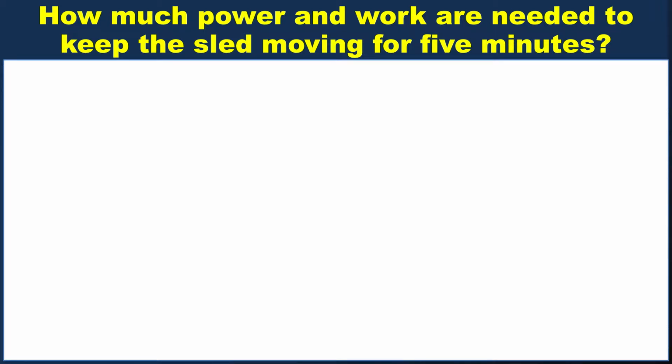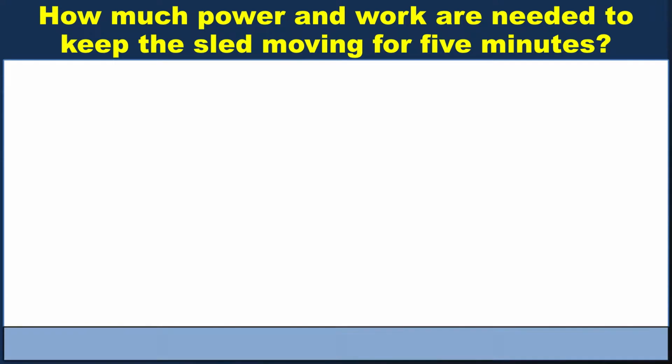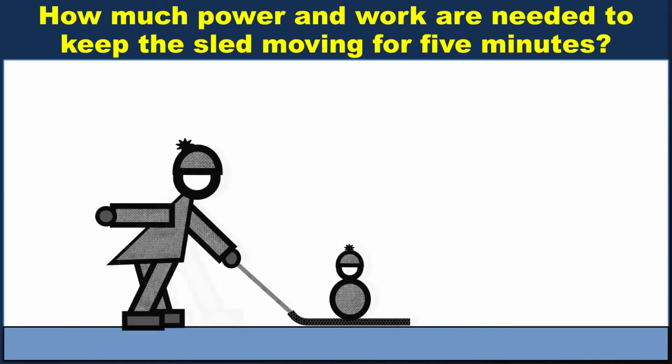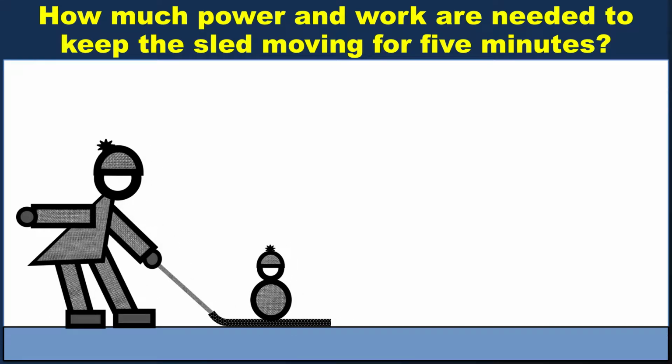In this tutorial, we're going to calculate how much power and work are needed to keep a sled moving for 5 minutes across the ground. So here's the ground. The scenario is a parent is pulling a child on a sled like so, and we're given information about the angle at which this rope is oriented relative to the ground. It's 42 degrees up. We're also told that the sled is moving at a constant speed of 1.1 meters per second directed to the left.